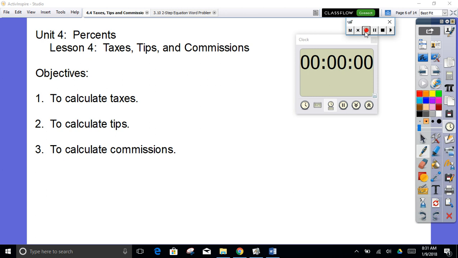We have just a few more topics left in percents. This is one of them. We're going to talk about how to find simple interest. And we're going to talk about how to find percent of change, and that will close out our percents unit. And all of this goes with the same standard, the standard of solving multi-step ratio and proportion problems.